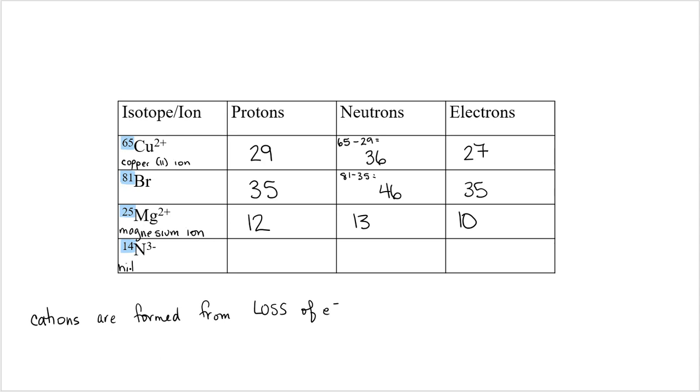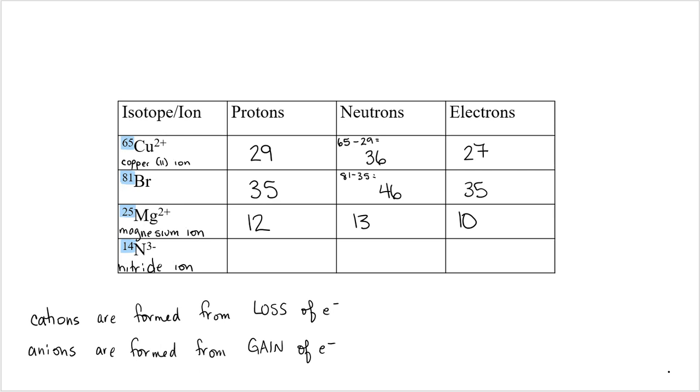Last up, we have the nitride ion. Negatively charged ions are called anions. Anions are formed from gain of electrons. And that's when the ending changes to IDE. So anions will always change their ending to IDE, monatomic anions.